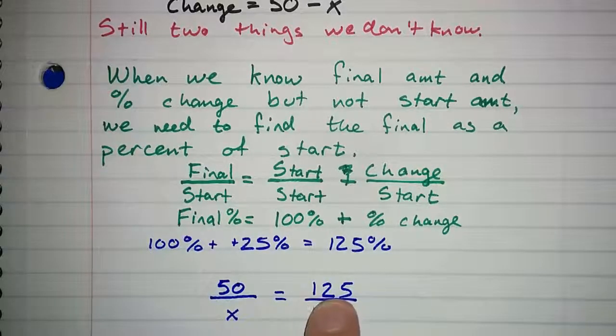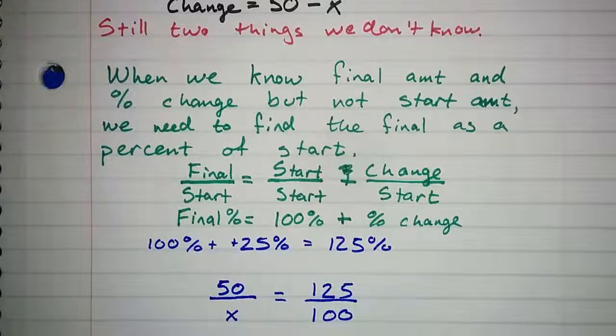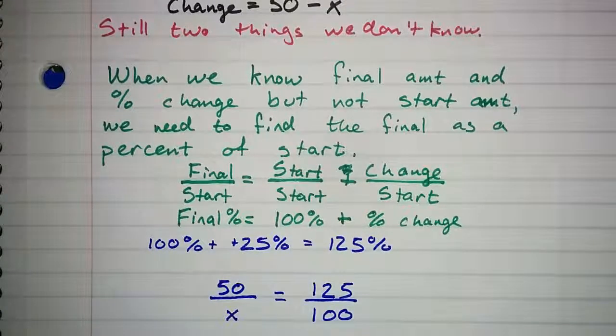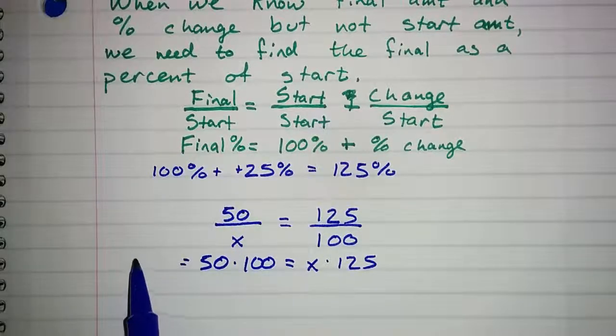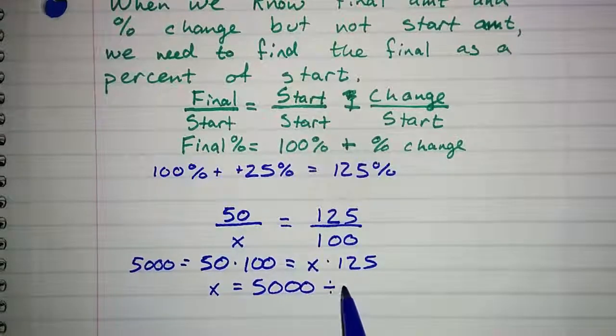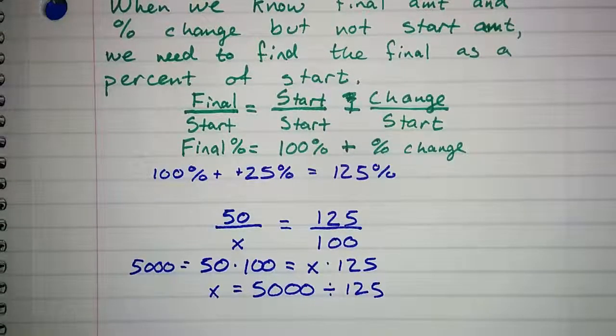Notice that this will often lead to having to work with big numbers. That's why we want to avoid it as much as we can. We're only going to need it in this exact case, where what we're looking for is the starting amount. All right, we cross multiply. 50 times 100 is x times 125. This, of course, is 5,000. So x is going to be 5,000 divided by 125.